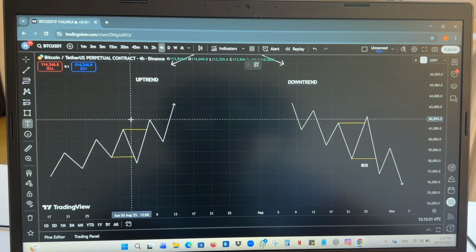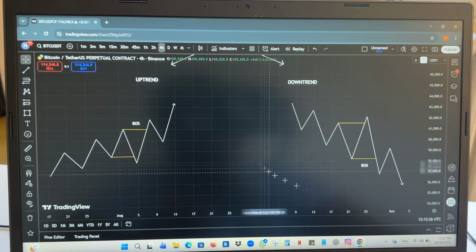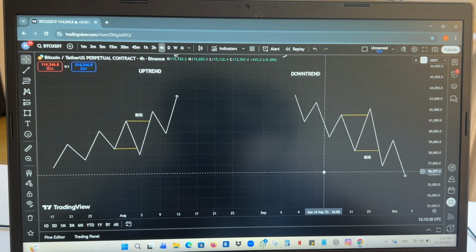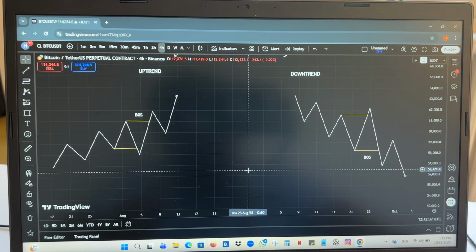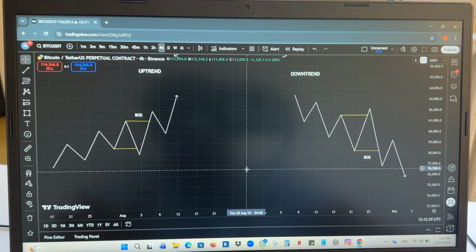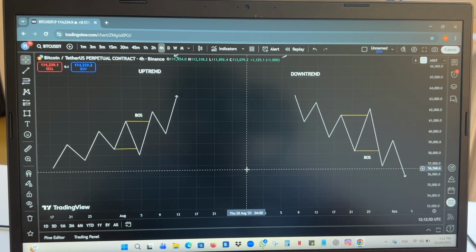Okay, there you go. These are the BOSs. You need to know how to draw a BOS by now. I'm not keeping anything. I taught you every single thing. If it's not touching a candle body, you have to extend it through the wicks until it finds a body. And if it's not touching any bodies, it is not a confirmed BOS.